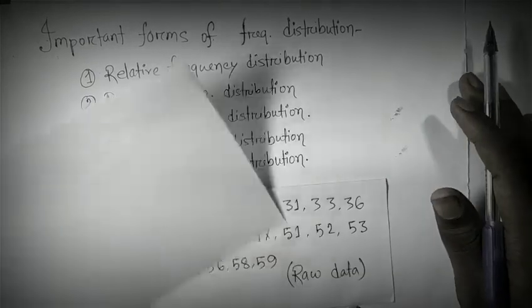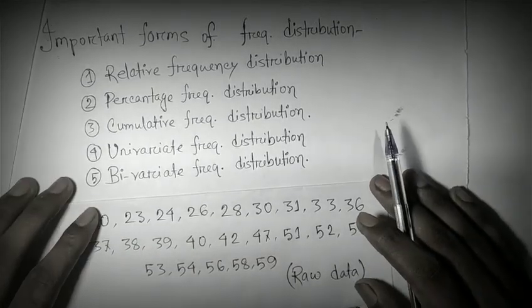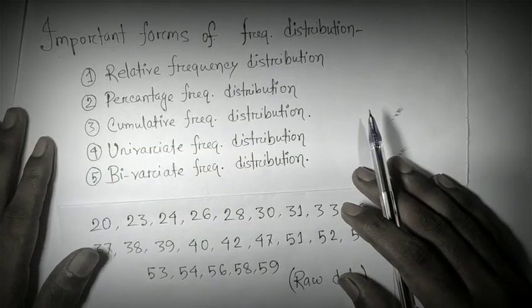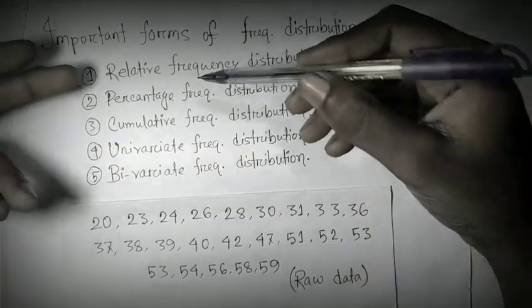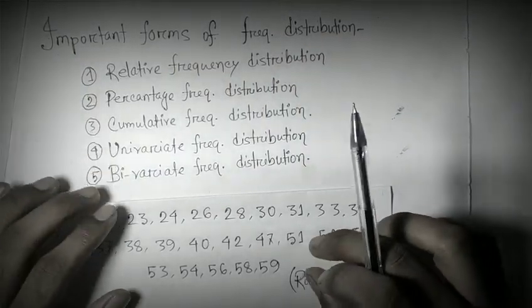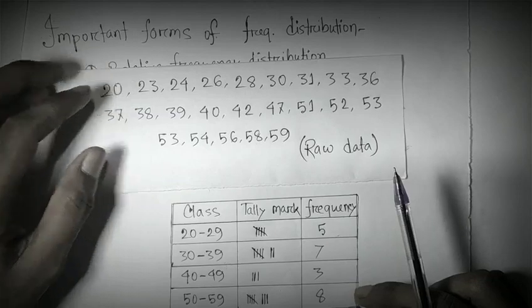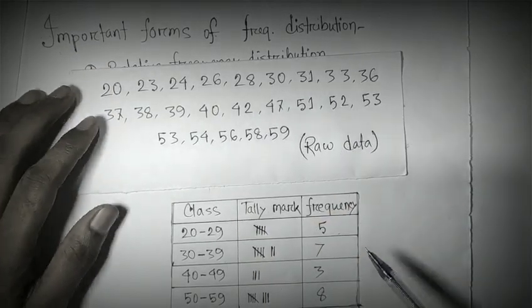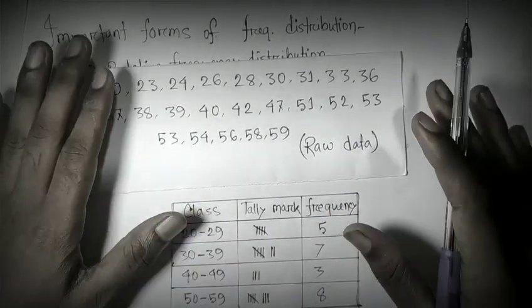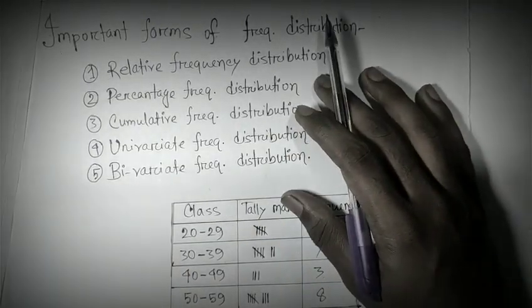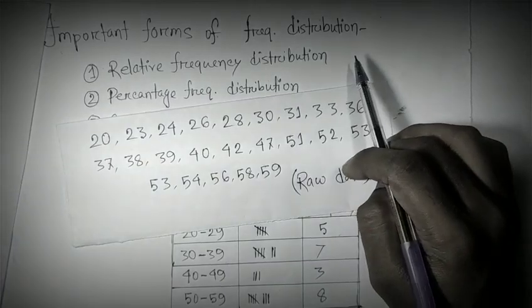So here we have raw data from which we will make a simple frequency distribution, and one by one I will construct all these frequency distributions from this raw data. Here we can see a simple frequency distribution of this raw data. We already know how to construct this frequency distribution. Now let us learn about the relative frequency distribution for this raw data. So here it is.